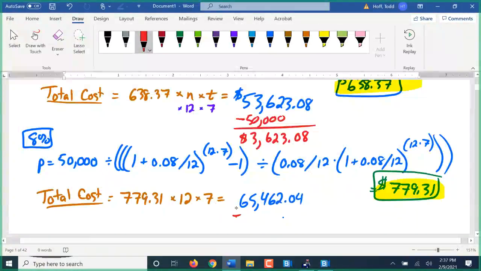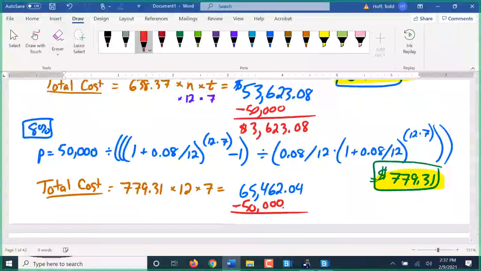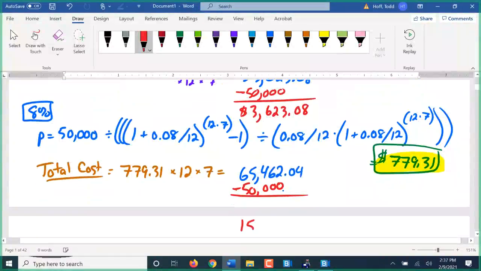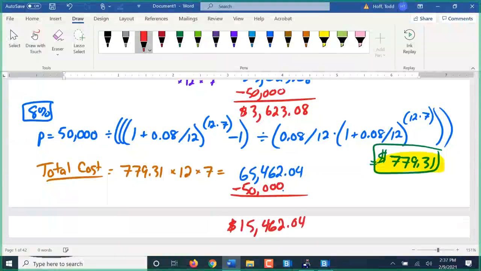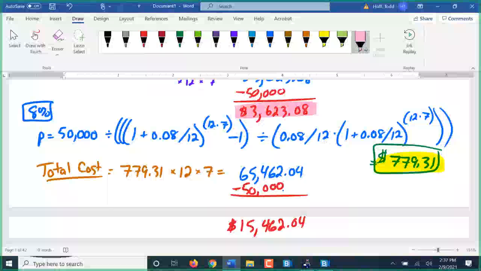Again, remember the initial loan was only $50,000. So now you have paid $15,462.04 in interest. So you went from only paying $3,600 in interest to paying over $15,400 in interest because you had a bad credit score and had to pay a higher interest rate.